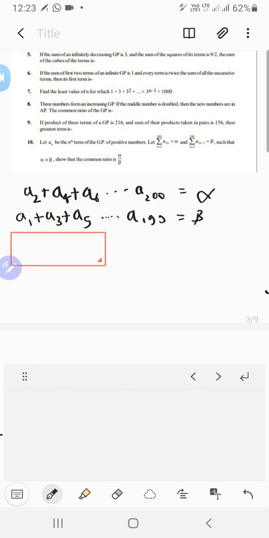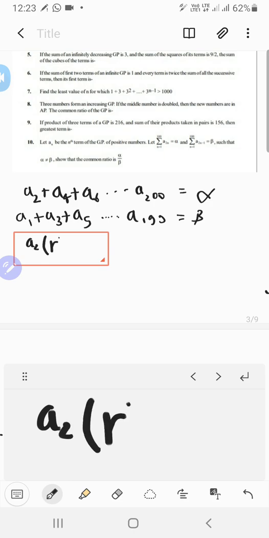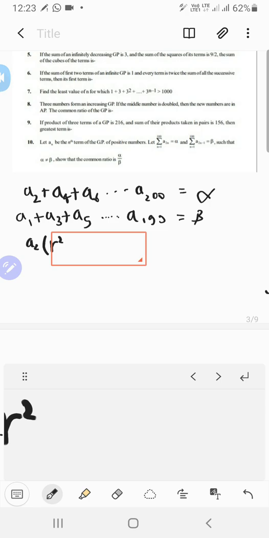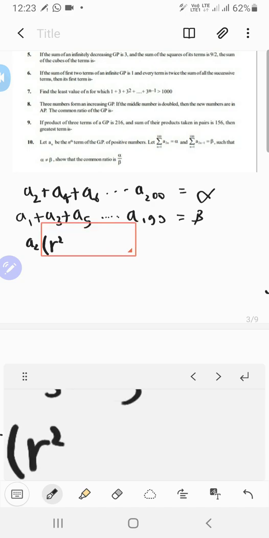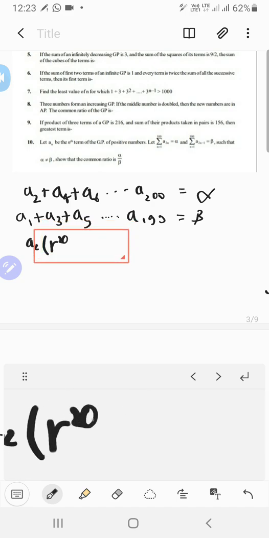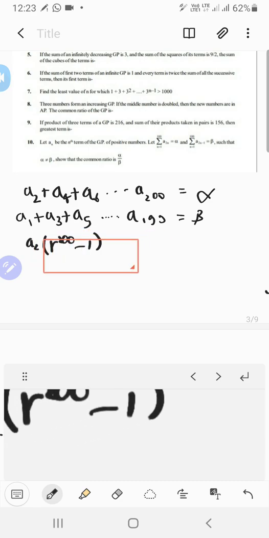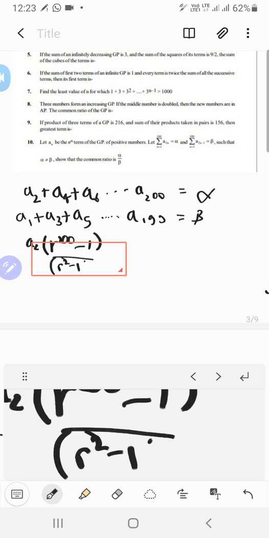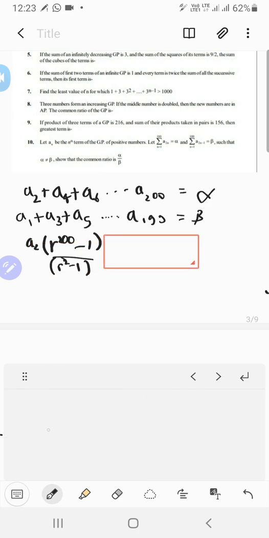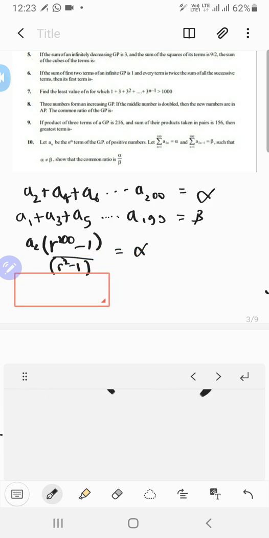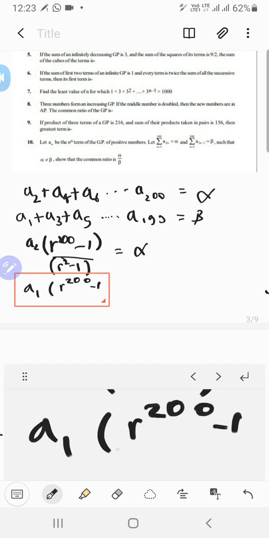This sum is going to have the first term a sub 2, the common ratio r squared. How many terms are there? From 2 to 200 is 1 to 100, obviously, so there are 100 terms: a sub 2 into r squared to the 100 minus 1 upon r squared minus 1. This is alpha. And over here you have a sub 1 into the same stuff, upon r minus 1.